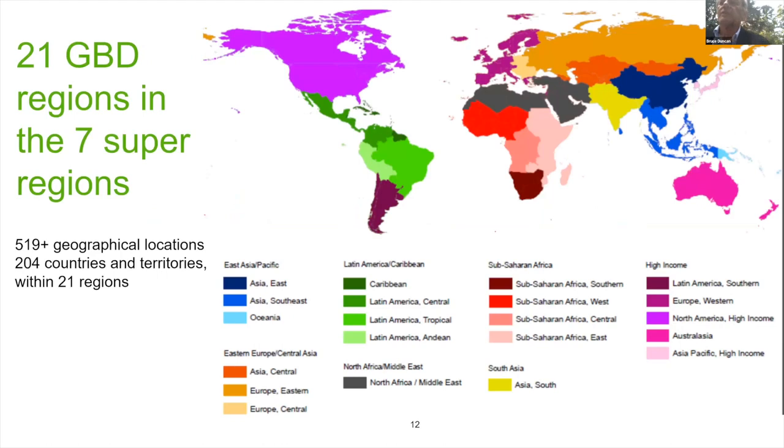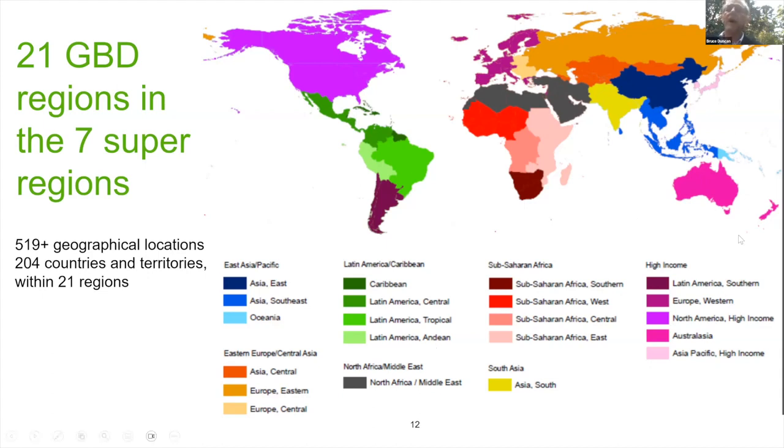There are other details in the methodology. One of the details is the GBD has divided the world into 7 super regions, which are shown in the key below, for example, East Asia Pacific or Latin America Caribbean. These super regions are divided into regions. The Latin America Caribbean region has the Caribbean, Central Latin America, and, in the colors on the map here, Tropical Latin America, and Latin America Andean.